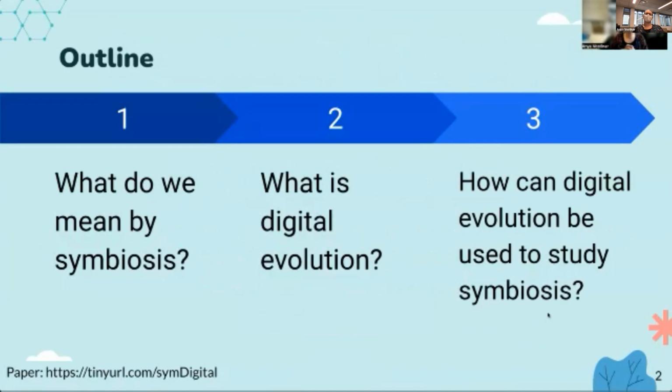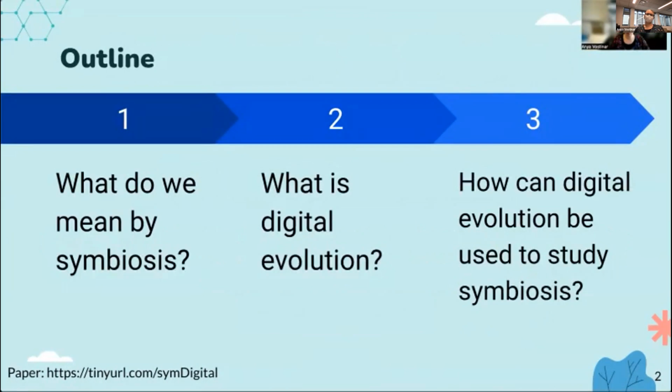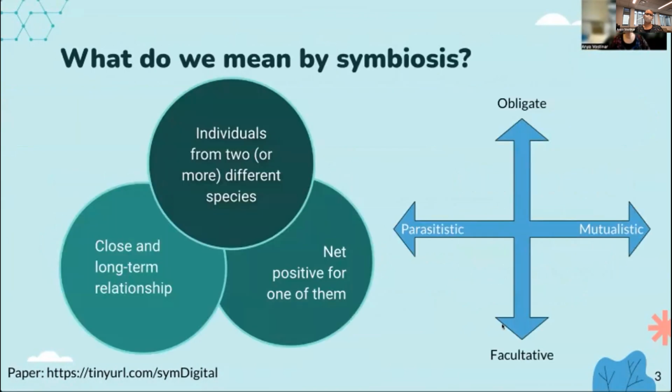So today I'll be talking quickly about what we mean by symbiosis, what we mean by this idea of digital evolution, and then finally how we can combine these and use digital evolution to study symbiosis. So first, symbiosis. What I'm talking about is a relationship where there are at least two individuals and they're from different species. And it is a net positive for at least one of them, but it doesn't have to be both. So it can be mutualistic where they both benefit.